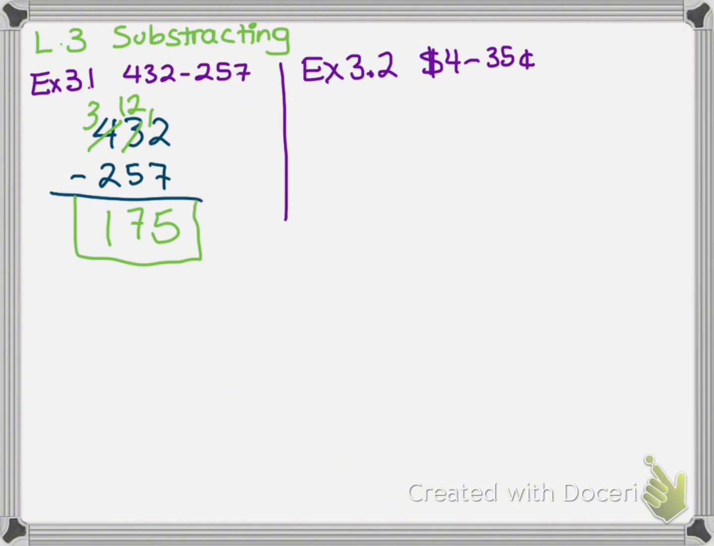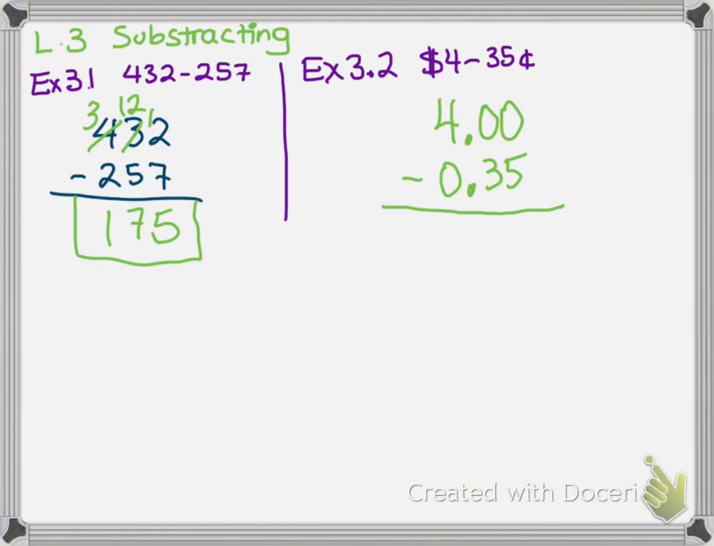For example, 3.2 is exactly the same. Notice, though, that we're working with dollars and cents, so we have to think about the decimal place value as well. So $4 has 0 cents, and then 35 cents has to go in the decimal place. So we put it like that. If we put the 5 under the 4 or the 3 under the 4, we're going to have a problem. We have to do the right aligning so that it works correctly.